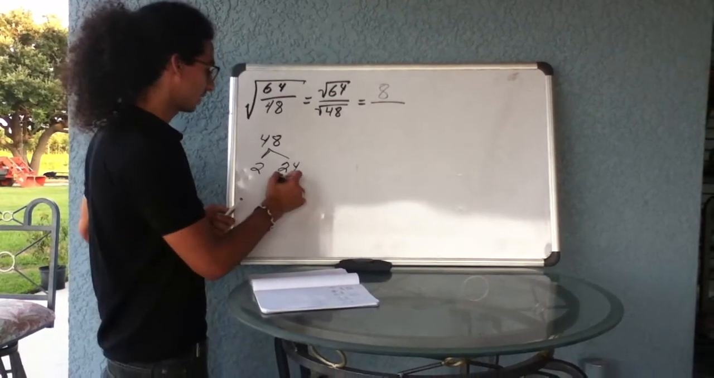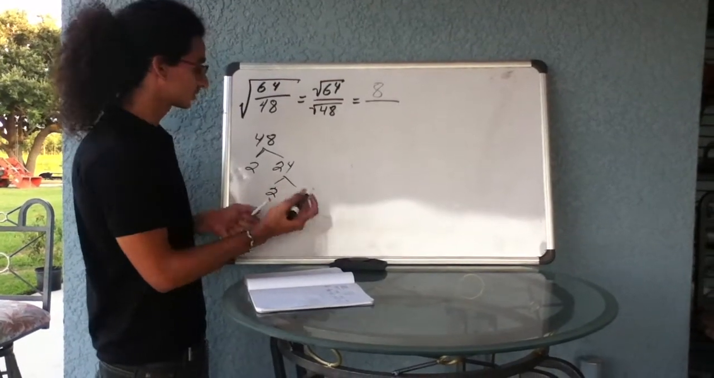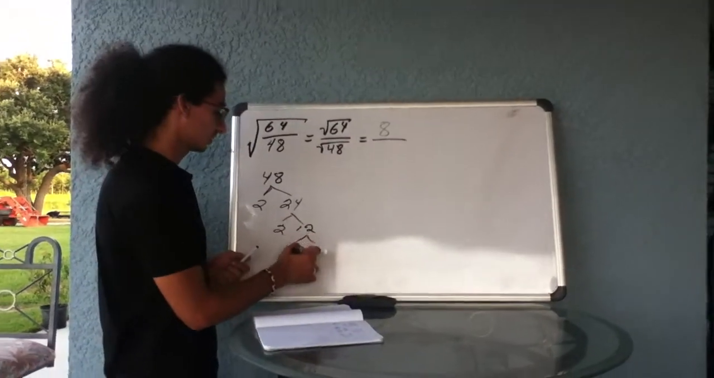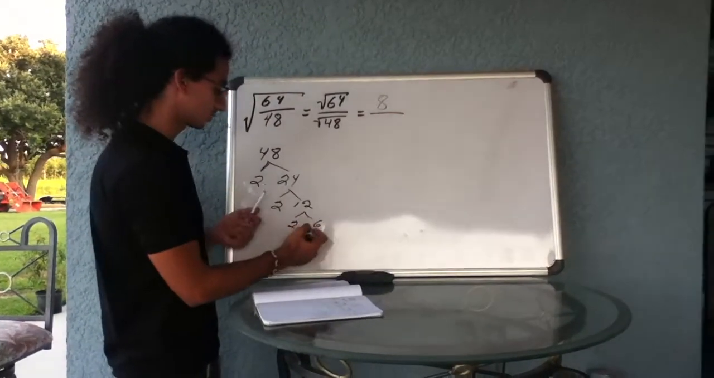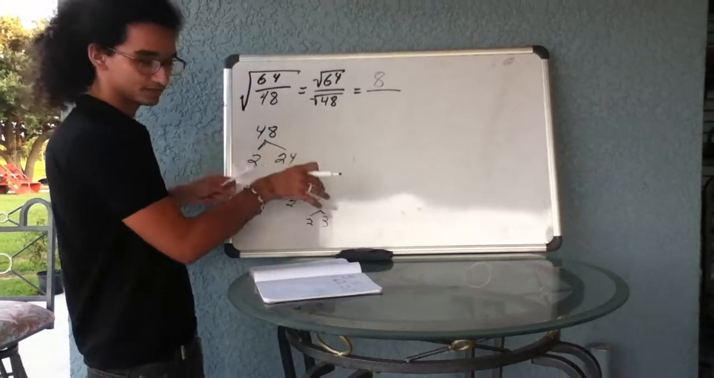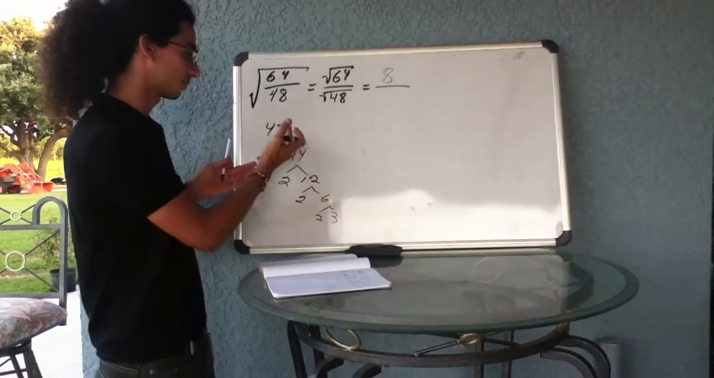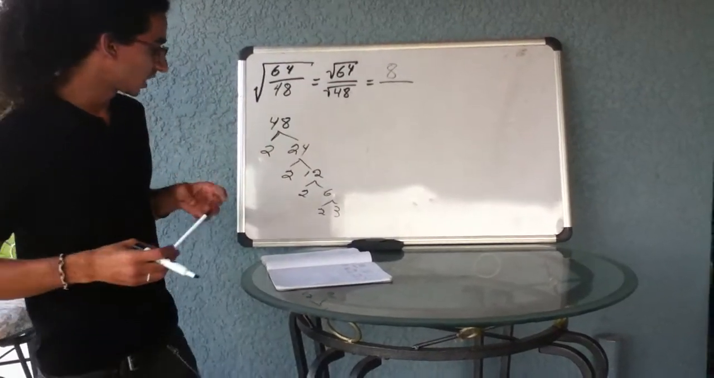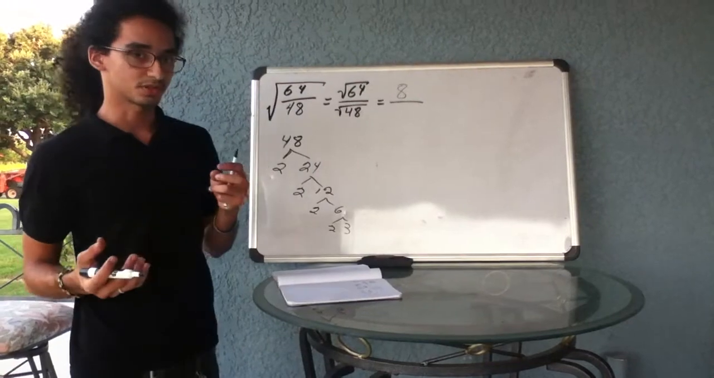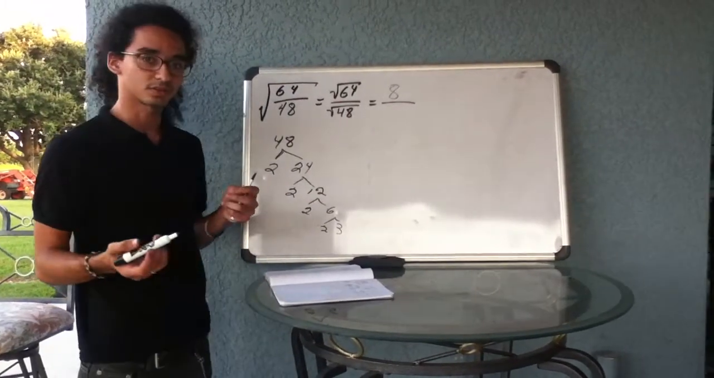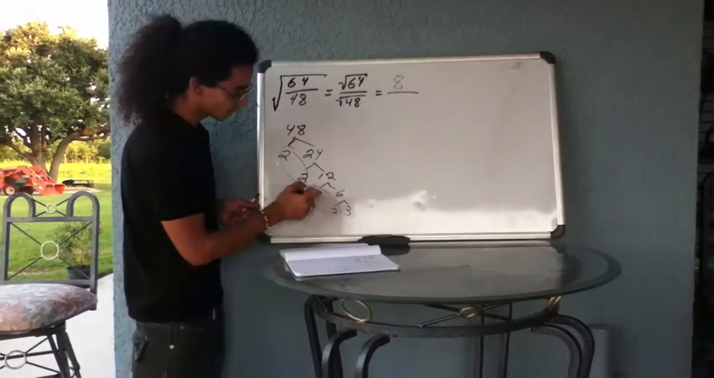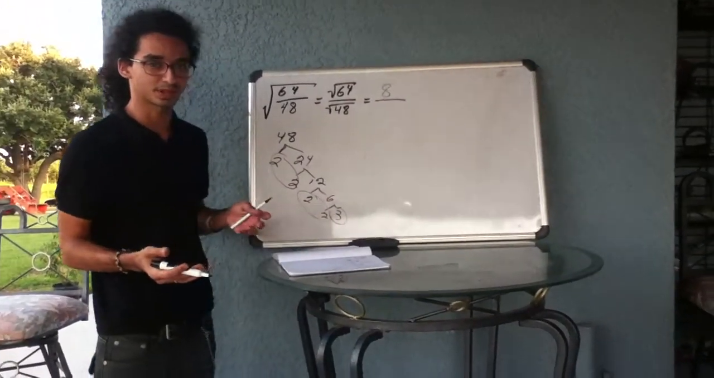And you follow that pattern, 2 times something gives you 24, which in this case would be 12, and you keep on going. 2 times 6 is 12, 2 times 3 is 6. You see how it's a tree stemming out from 48. From here you find your common numbers. In this case we have pairs of numbers. In this case you have a pair of 2's, another pair of 2's, and a 3 that's not a pair.